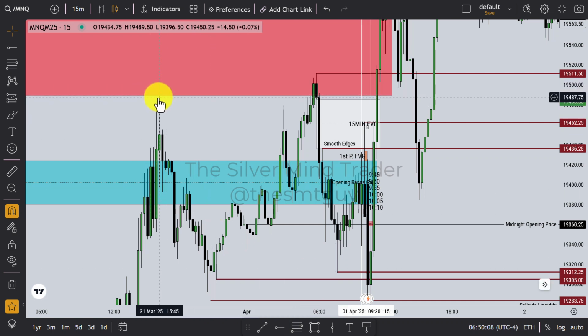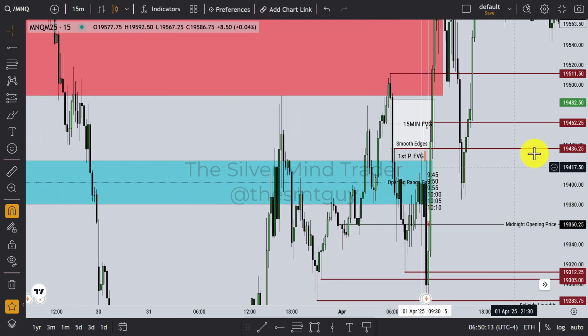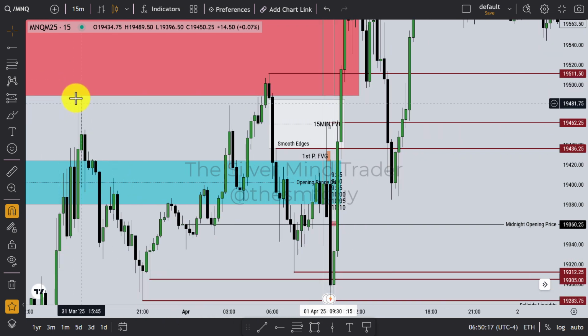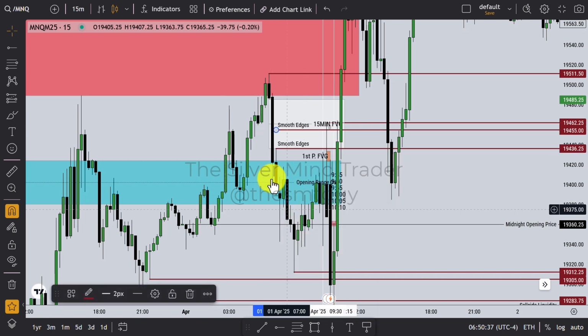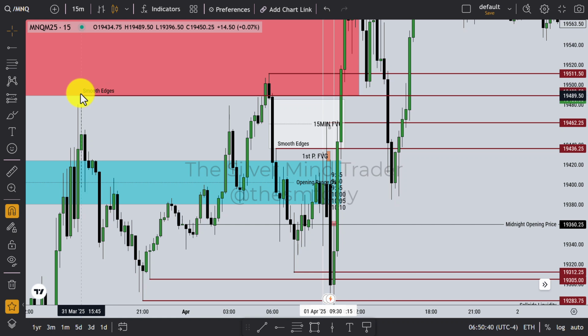Look at that high. This is the previous day's high. This is a high forming close to that previous day's high. So that's also a smooth edge, just the same way this smooth edge is here. Let me clone this. That's the same thing. They are very close.